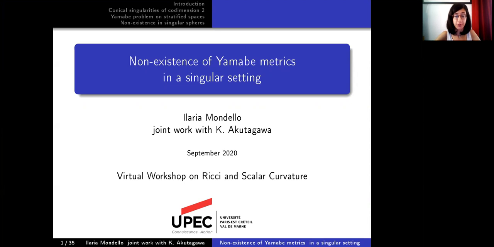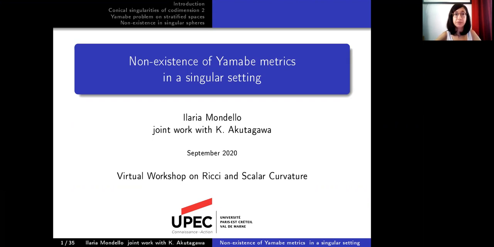Today I'm going to talk about a joint work with Kazuo Akutagawa, which concerns the non-existence of Yamabe metrics in a singular setting. The Yamabe problem consists in trying to find a conformal metric in some class of a given Riemannian metric with constant scalar curvature. Often, in order to try and solve this kind of problem, you need to minimize a functional, in this case, the Yamabe functional. And so a Yamabe metric is a metric which minimizes the Yamabe functional. It is a minimizing metric.